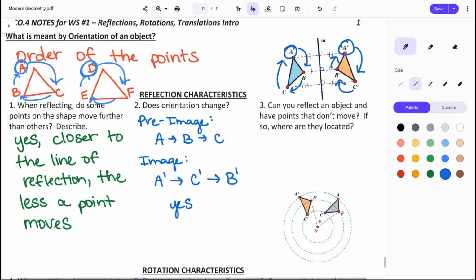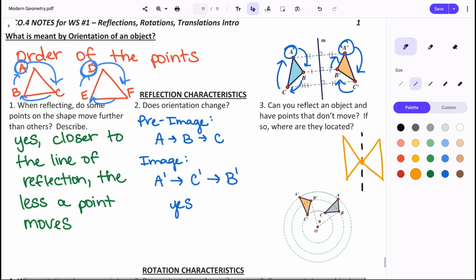Now the third question says, can you reflect an object and have points that don't move? If so, where are they located? I want you to think about that for a second. Can you think of an example of when you would maybe reflect something, or maybe you saw something on the homework from yesterday? Is there a time when you reflect something and it doesn't move? Think about if this is my line of reflection, and if I had a shape that looked like this. Okay, I know they don't look perfectly the same, but you understand what I'm trying to show here.